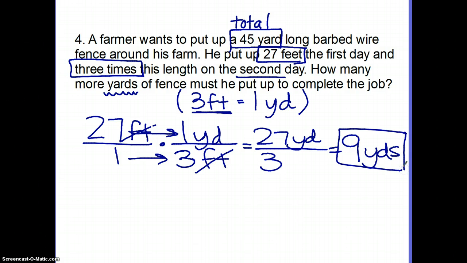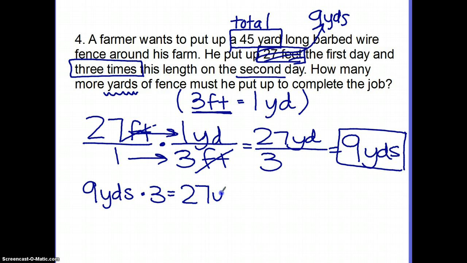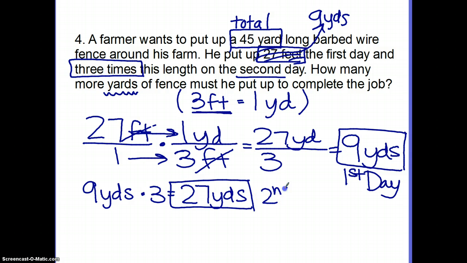All right, so let's read it again. He put up, instead of 27 feet, I'm going to cross it out, okay? Because we know that that's the same as 9 yards. So he put up 9 yards the first day, and 3 times this length on the second day. Okay, so 9 yards times 3 would give me 27 yards on the second day. So this is the first day, and therefore times that by 3, this would be the second day of how much fencing got put up.